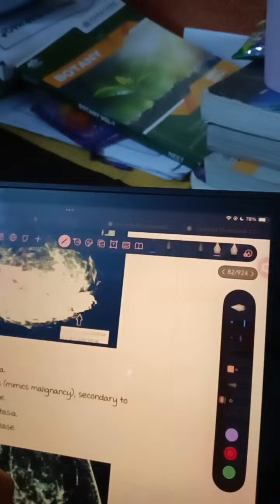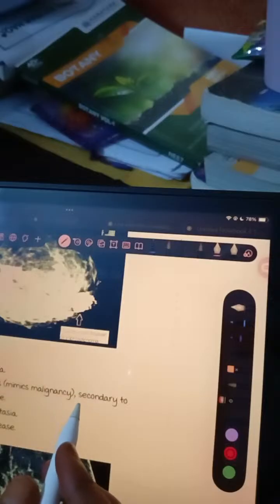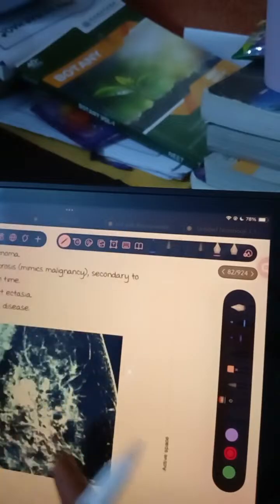Then we have calcifications of breast, benign. There is a popcorn lesion, it is called fibroadenoma. If there is a lead pipe appearance, it is fat necrosis, which may mimic malignancy. The secondary trauma resolves with time. And broken needle, ductectasia, popcorn calcifications, fibroadenoma, and teacup, fibrocystic disease.